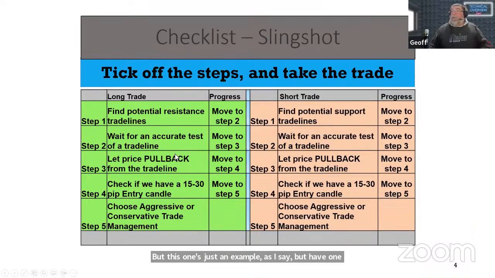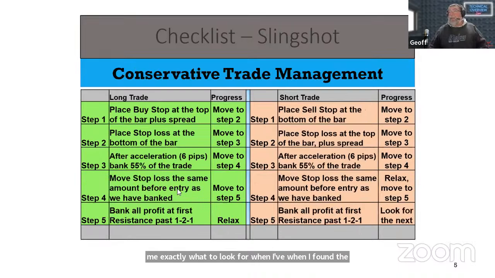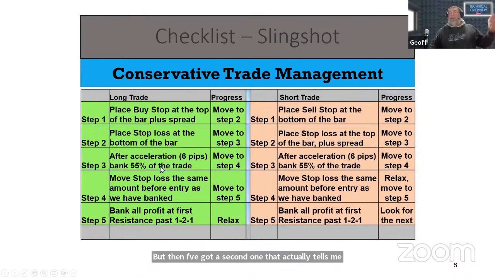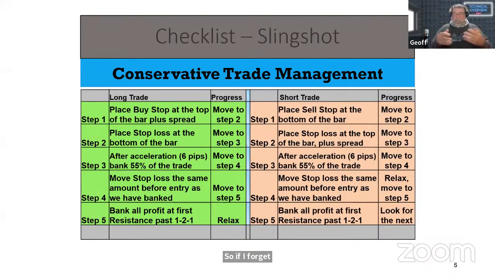I've got one for my trading system known as the slingshot. This is one that actually asks me the questions or tells me exactly what to look for when I've found a setup. But then I've got a second one that actually tells me how to manage the trade as well. It's not so much a matter of forgetting anything, it's a matter of checklisting. Am I doing what I need to be doing?